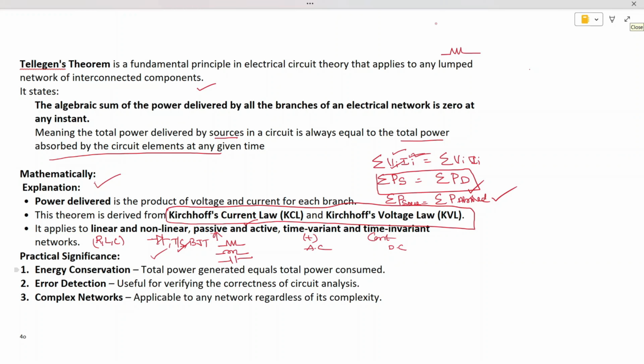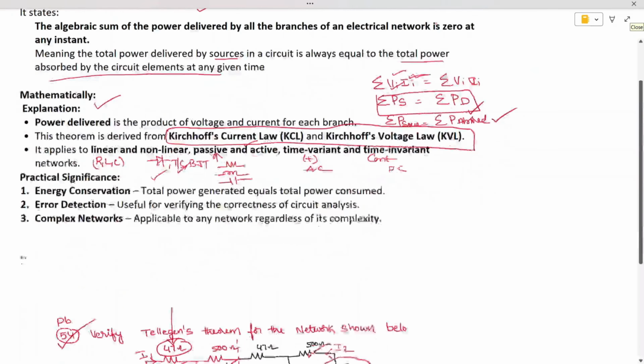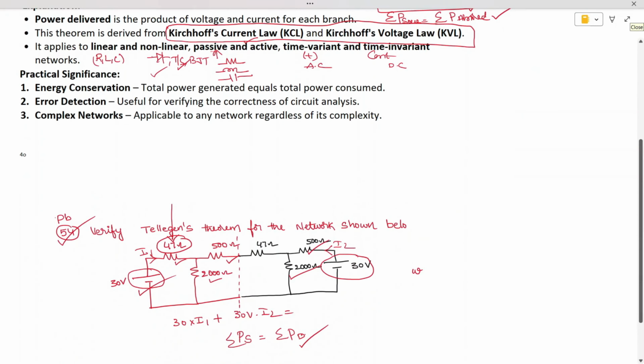So for all these elements and sources, we can apply Tellegen's theorem, and we can prove the power consumed by the different resistors. Here the source is delivering the power, but whether energy is really consumed or not, we can identify with the help of this theorem.